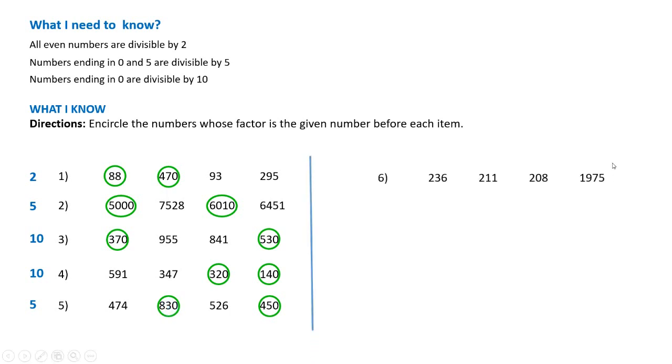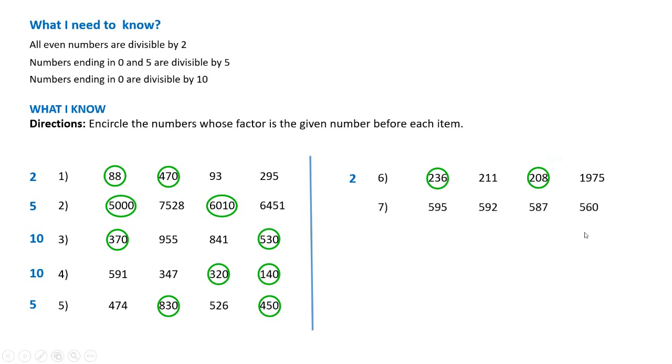The sixth batch, tingnan natin kung alin sa kanila ang divisible by 2. 236. Ang last digit number niya is even number. So, divisible siya by 2. 211. Ang last digit number niya is 1, so hindi siya divisible by 2. 208. Ang last digit niya is 8, so divisible siya by 2. 1975. Ang last digit niya is 5, so hindi siya divisible by 2.